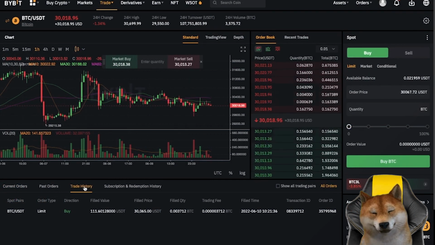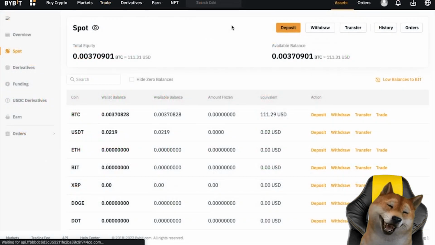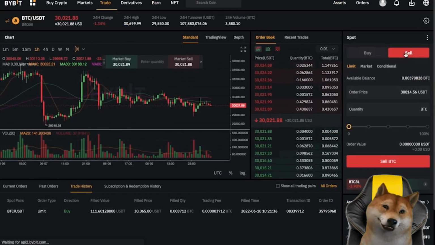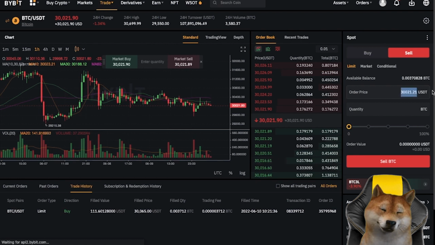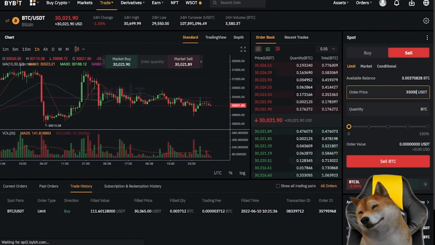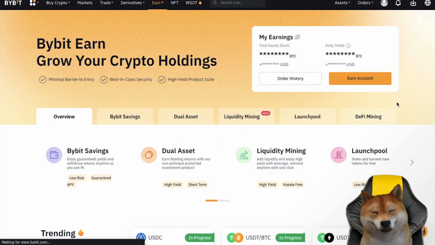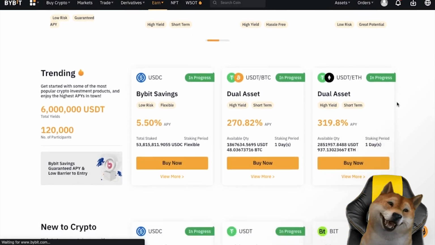Then once the market has reached your price and the order has been filled, it will show under your trade history here with all the order information. And the newly purchased Bitcoin will then appear in your spot account, and selling your crypto works in exactly the same way, only in reverse. Whether it be market for immediate orders, or you place a limit order and then choose to sell above the current market price. And what you do with your crypto is completely up to you. You can swap it for another crypto, or you can earn interest on it with Bybit Earn, where you can earn various interest rates depending on your level of risk.